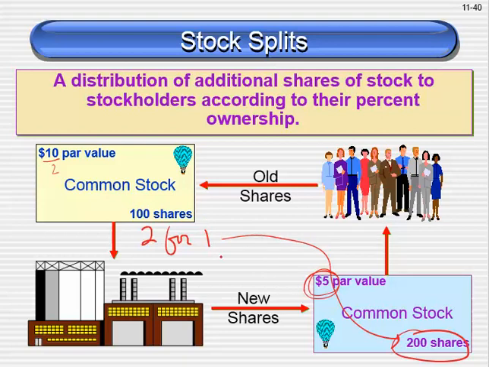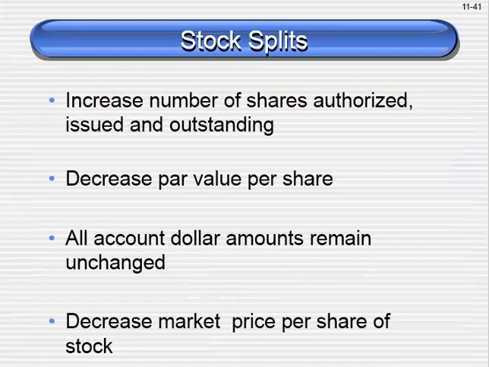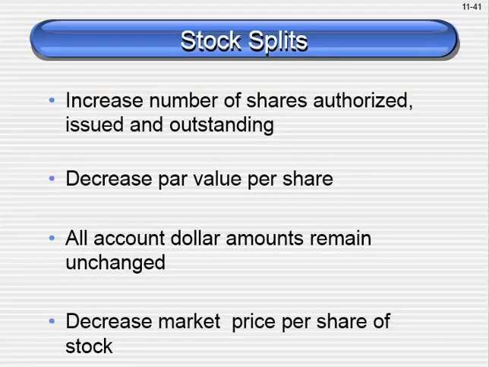So if the company does this, the owners will maintain the same amount of ownership they had before. So before I had $10 stock times 100 shares. Now I have $5 par value stock times 200 shares. Still have $1,000 worth of stock, but now the price of that stock will also be cut in half. So more people will find it affordable, and the idea is more people will buy the stock, and then it'll drive that price back up.